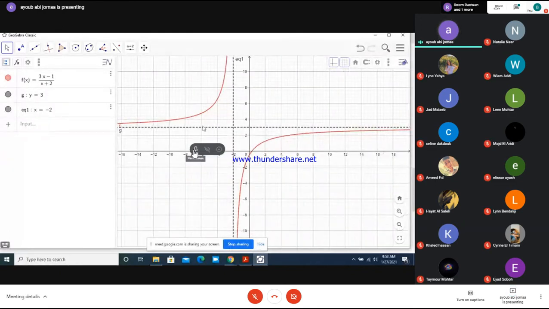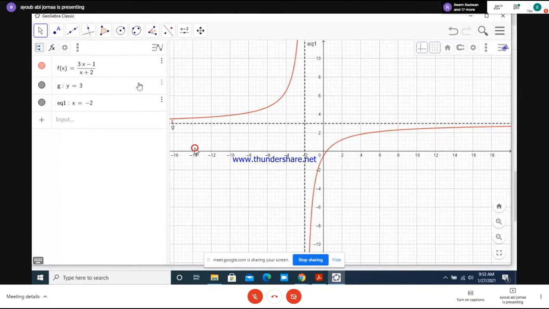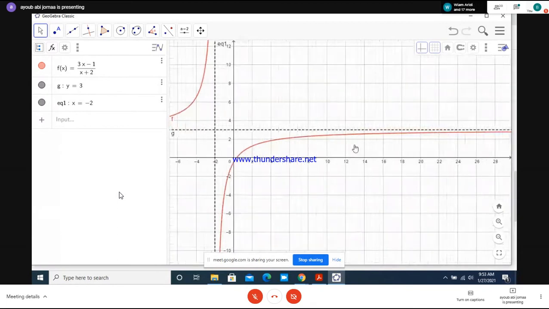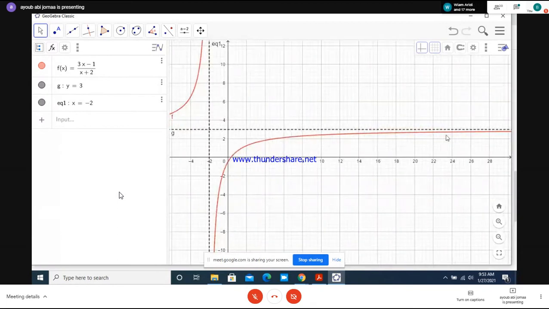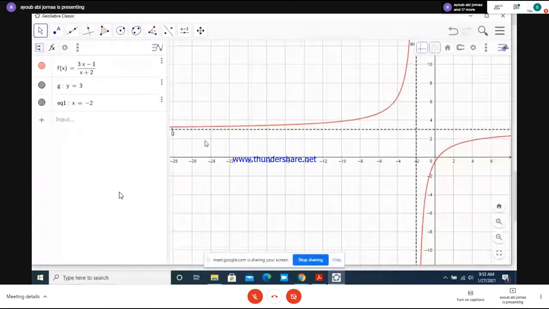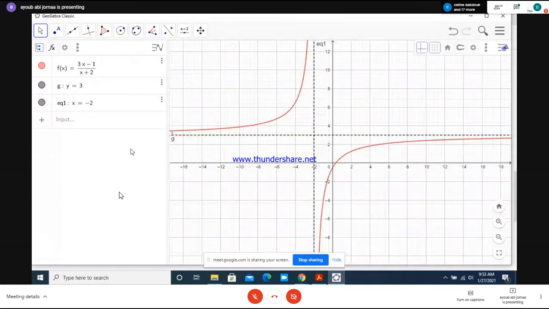Okay, here is the graph of (3x minus 1) over (x plus 2), the red one. We have y equal 3 as a horizontal asymptote. Here is the line y equal 3. As you can see, the graph is very close to the line at positive infinity, and similarly at negative infinity. We said that x equal negative 2 is a vertical asymptote. Now see, the graph is very close to the line when x becomes very close to negative 2.